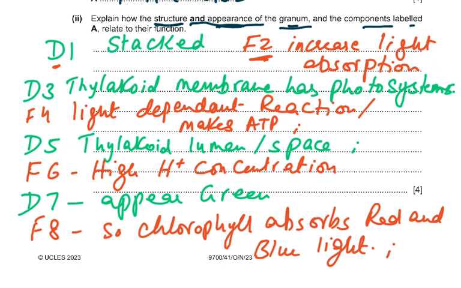And then we said another description is that they appear green. When they appear green, what does that mean? It means green light is reflected. So what does it absorb? It absorbs red and blue light. So these were the different description and function points.